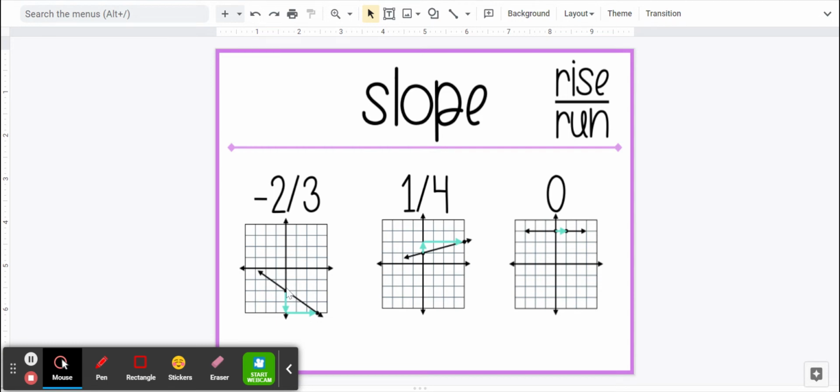I'm going to go up or down. That is called your rise. And then we always run to the right. So I'm going to go down 2 over 3 to get to my next point. For this one here, to go from one point to the next, I'm going to go up 1 to get to the level of this, and then I go over 4 to the right. For this one, I don't go up at all, and I go over 1, and 0 over 1 can simplify to 0.